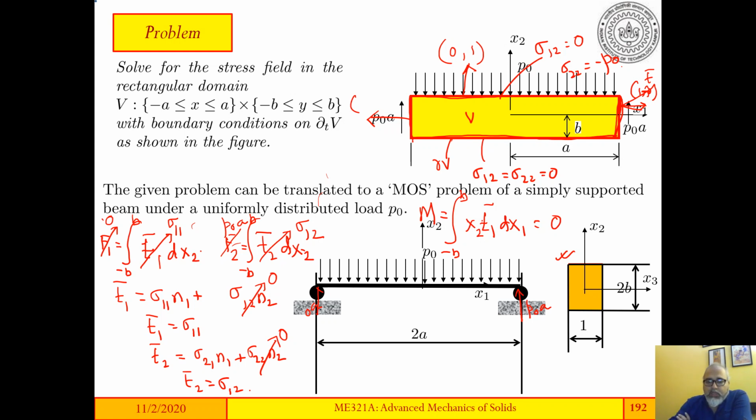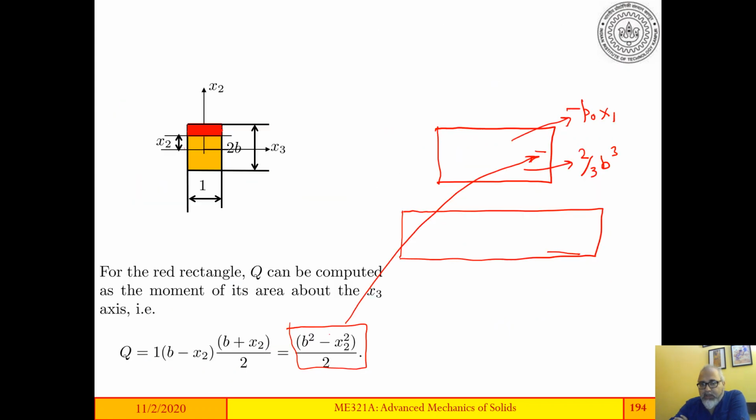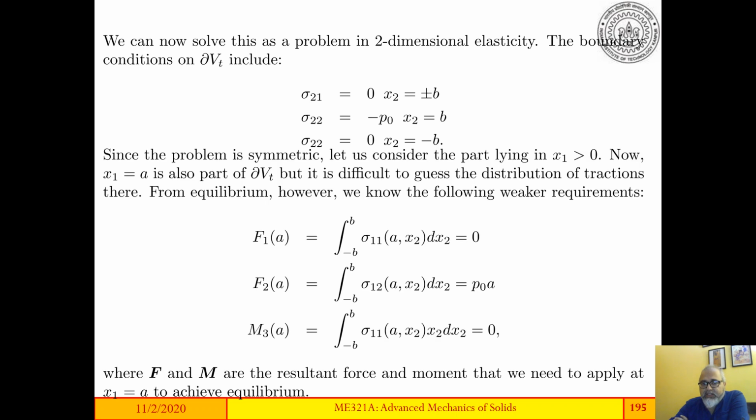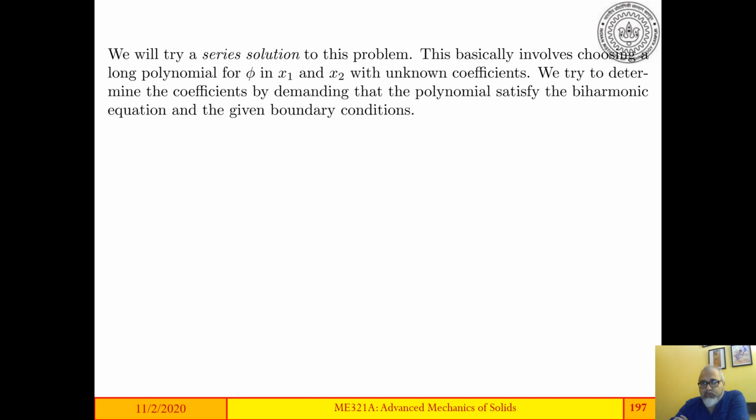Okay, now we have to guess phi, having decided the boundary conditions. So these are the boundary conditions. These are the strong boundary conditions on the upper and lower faces, and these are the weak boundary conditions at x1 equal to a; x1 equal to minus a would be similar. Right. Now we need to use a series solution to this problem. That's what we will try.